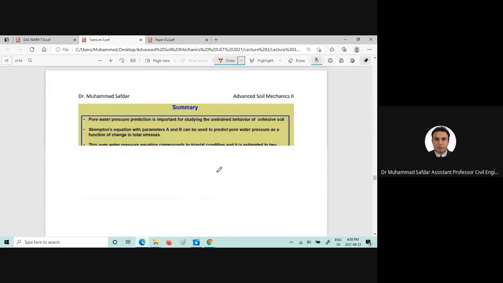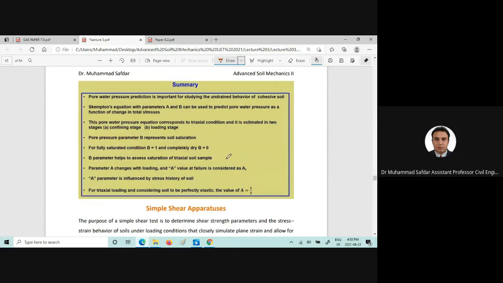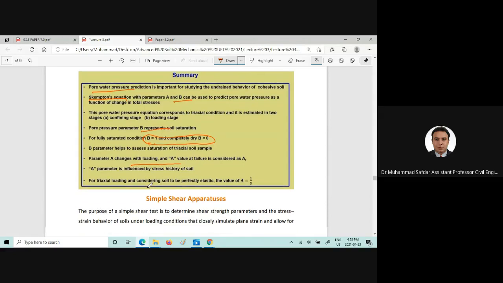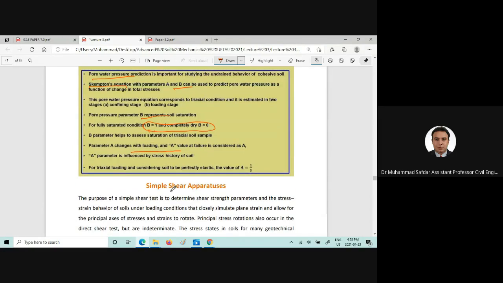Now, a summary is also given to highlight the important points: the pore water pressure prediction is important. Skempton proposed those two parameters. Parameter B can be used for the saturation stage, and its value ranges between 0 and 1, and parameter A changes during the shearing stage of the specimen or even in the field. And for the elastic case, A is equal to 1/3.